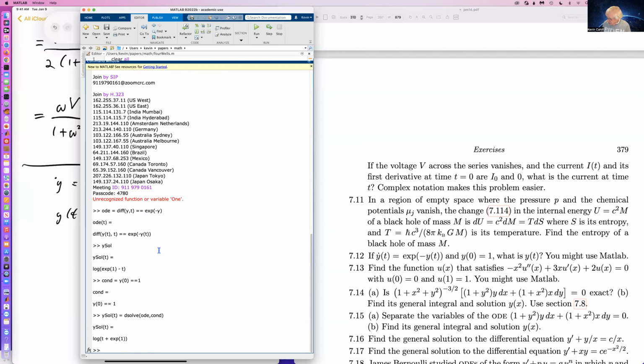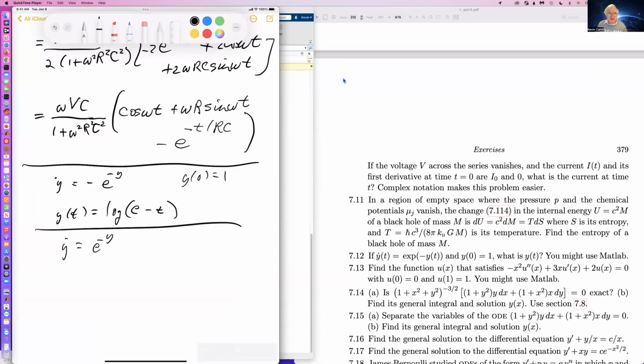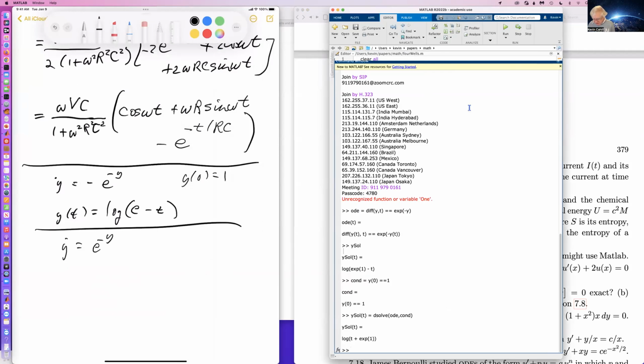And there's the answer. Now it's t plus e to the 1. So for this case, y dot equals e to the minus y, the solution is y is equal to log of t plus e. So it's similar to the previous solution, which was e minus t. Now it's e plus t. And I guess one of the clever students figured that out as I was typing it. So that was that problem.